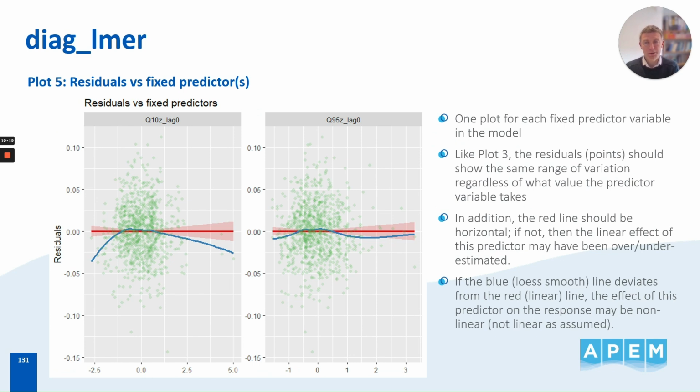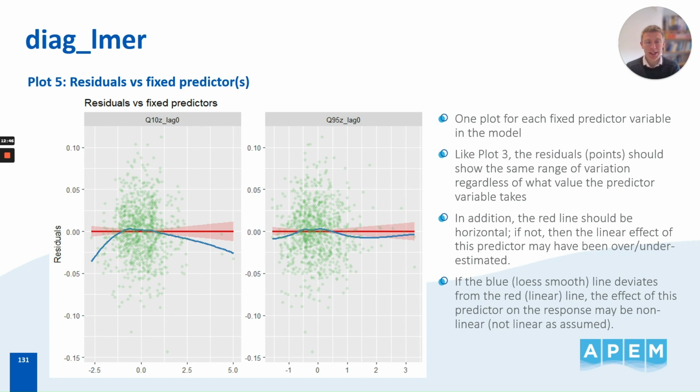Lastly, plot 5 plots the residuals against each of the fixed predictor variables in the model. In this example, we have a model with two predictor variables, a Q10 variable representing high flow influences and a Q95 variable representing low flow influences. The residuals are shown by the green circles on the plot, and you'll notice that there's also two lines plotted through those points. The red line should be horizontal.